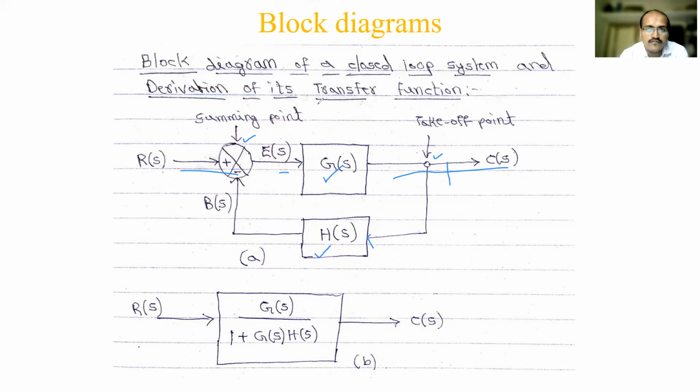Now we'll try to understand the notations here. This is the input R of S. I told you in some books it is taken as U of S, in some books R of S. So normally here we'll take R of S, and this is B of S, the output of the feedback block. H of S is the feedback block, and the output of this is given as B of S. What is coming over here, that is C of S, the output, is given to the feedback.